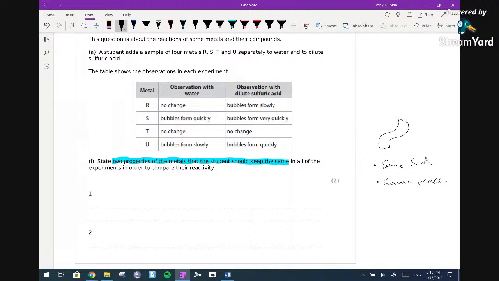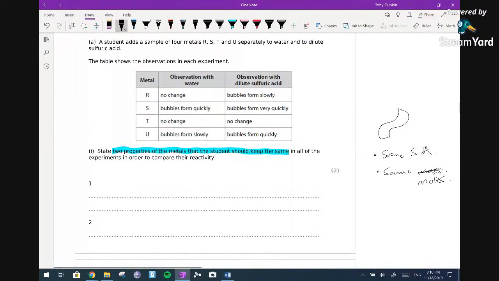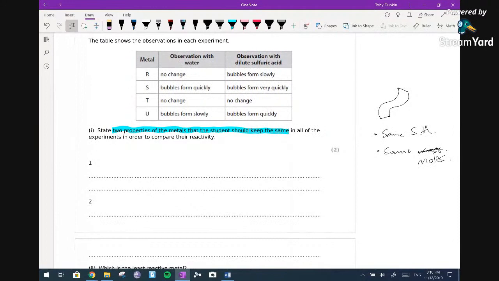Now, the problem is with that, I'm never into, when you're doing these reactions, the same mass of metal. We certainly need the same concentration of acid, same surface area. What I'm going to be saying is not the mass, but the same moles. That is a year 11 one, not for year 10s. We haven't done moles yet. But we need the same moles of metal. That would be far better.